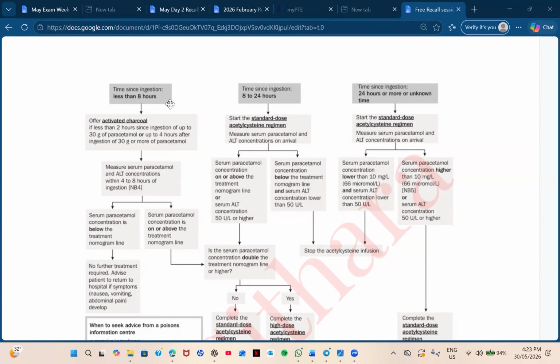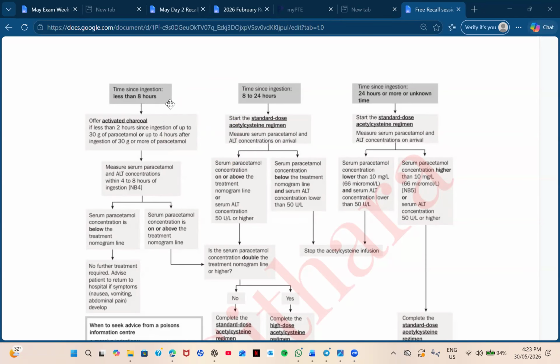You have to give the high dose acetylcysteine regime. If it is not, you can complete the started standard dose of the acetylcysteine regime, right? So let's remember: you have a patient after 8 hours and you have already given the standard dose. Then you have measured the paracetamol level and ALT, and the paracetamol level is below the treatment line in the nomogram, and serum ALT is also less than 50. Then you have to stop the acetylcysteine infusion, because there's no point in continuing it below the treatment line, right?